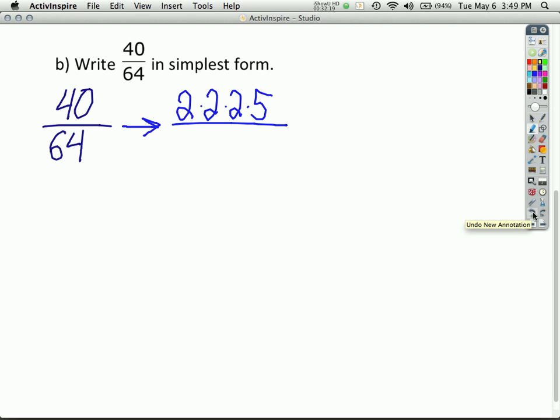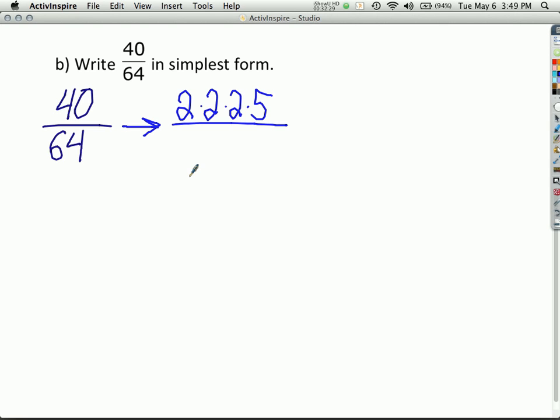Natalie? 8 times 8. So now I know that if I have an 8, I can replace it with 2 times 2 times 2. So now I have 8 times 8. I can do 2 times 2 times 2, and then I have the second 8, which is also 2 times 2 times 2. And so I saved myself a little bit of effort by just using 8 times 8.